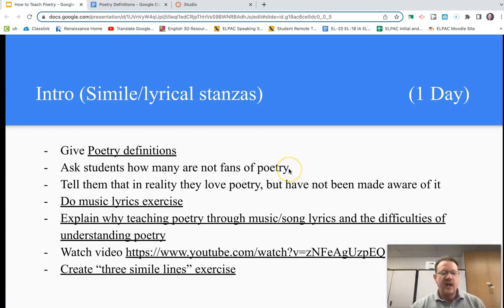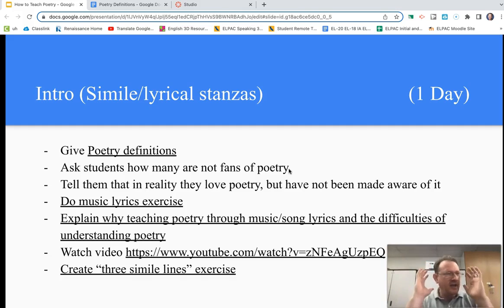Step two is then I ask the students how many of them are not fans of poetry. So I say, okay, guys, we wrote down the notes that we need for poetry. Let me just ask you, and please be honest with me, how many of you guys aren't fans of poetry? And then the hands go up. I mean, no joke, almost all the students' hands will go up. If you have a good relationship with your students, they'll be honest with you.